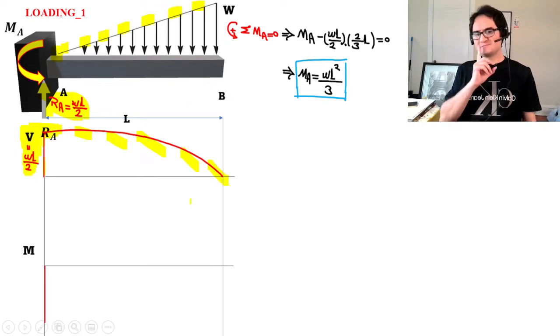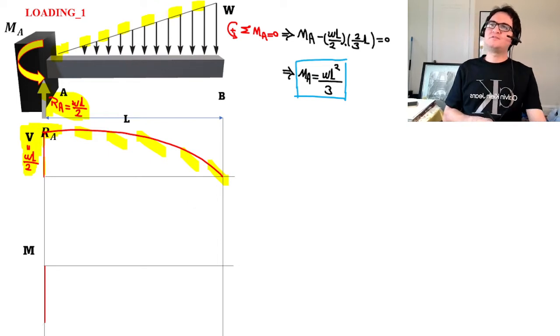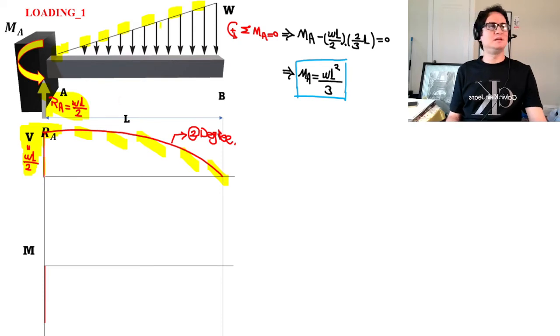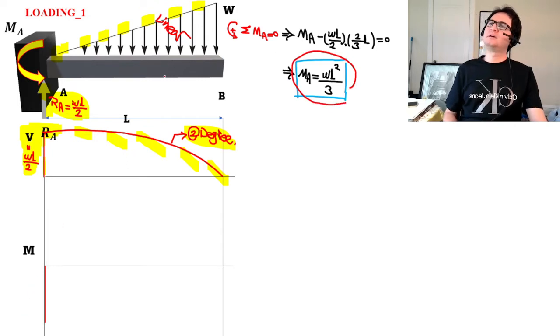end B. And because the load was linear, the shear is a second degree, and consequently the moment, whose numeric value we already know is WL squared over 3, is a third degree equation.